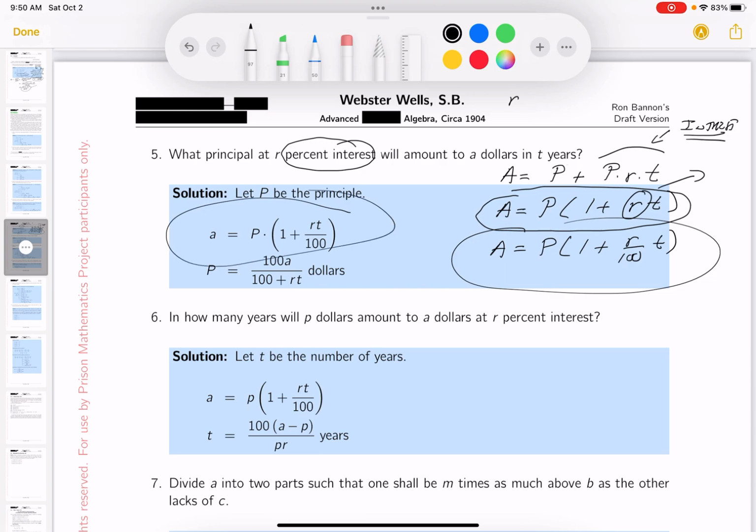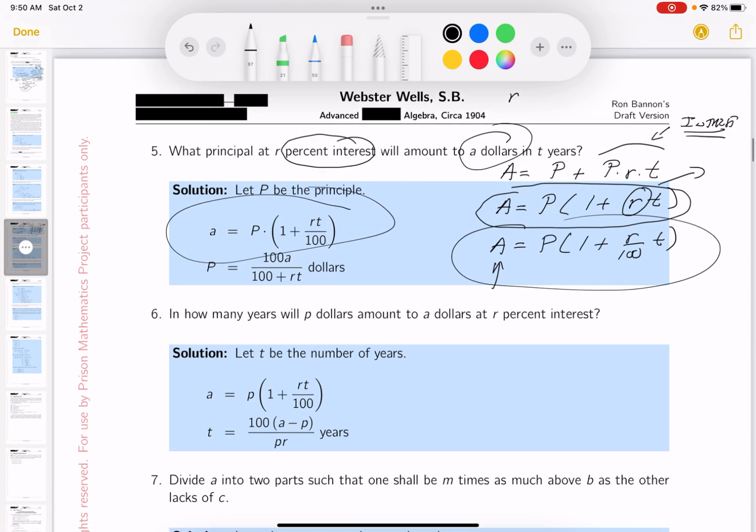Oh, by the way, I'm using an uppercase A over here. They're using a lowercase letter. Nowadays, we use uppercase letters to represent the amount that's accrued over the years. He's just using a lowercase a, all right? And again, it's the same meaning, all right?